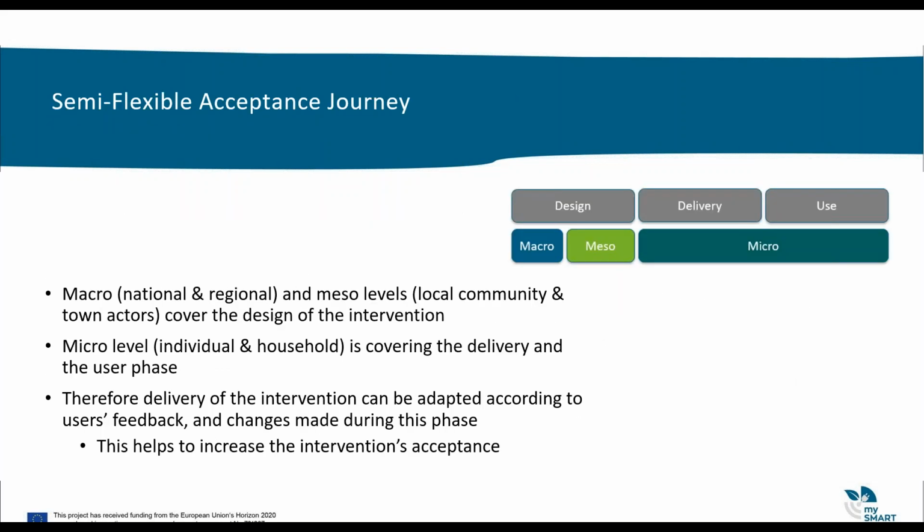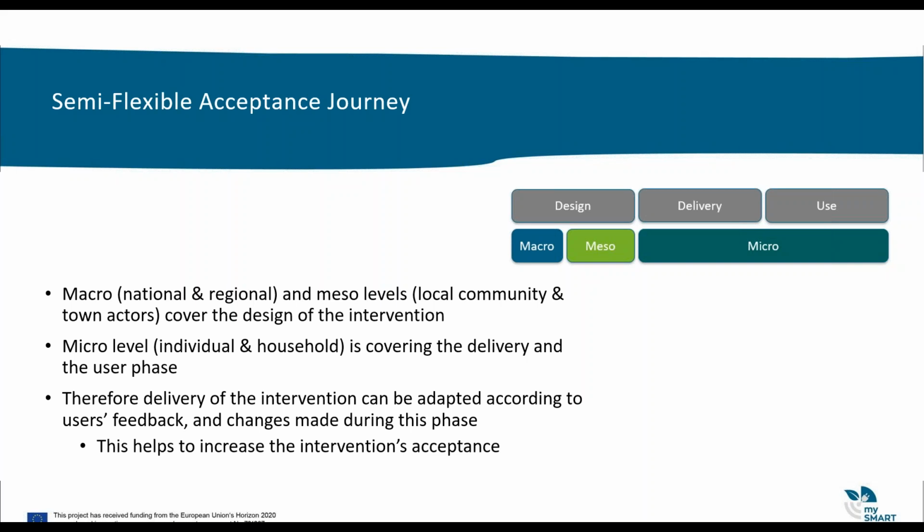Moving on to the next type of acceptance journey, which is the semi-flexible acceptance journey. So again, you have the macro and meso levels, which cover the design of the intervention. And the micro level in this case is covering more of the intervention's lifespan, because it's covering the delivery and the user phase. So because of that, you can actually make changes to the delivery due to the user's feedback, which again helps to increase the intervention's acceptance.